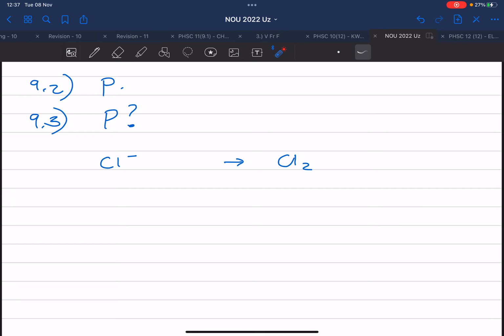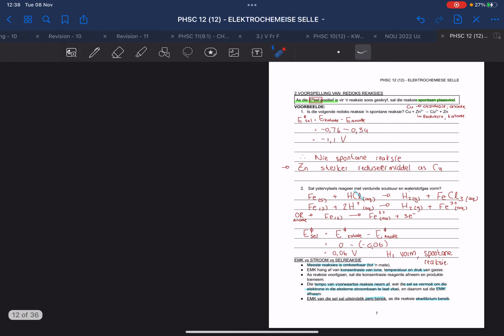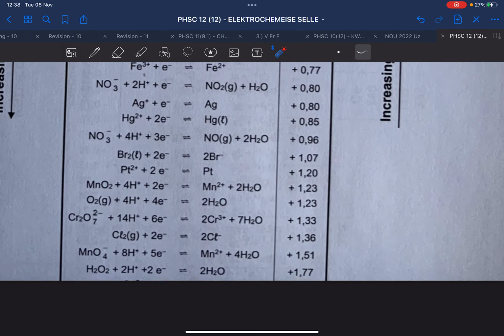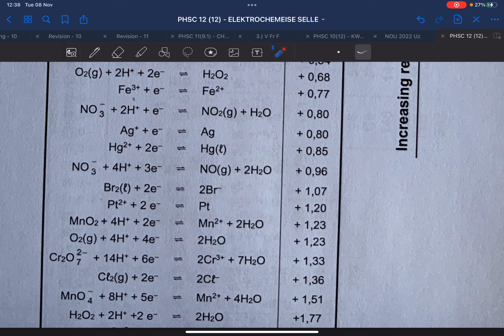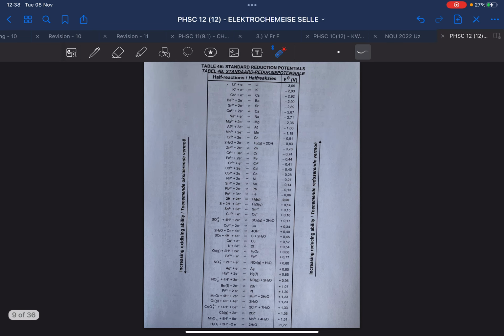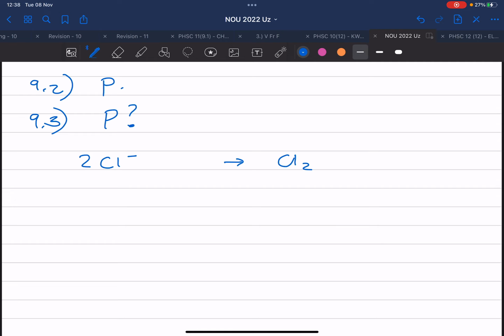And you see in table 4B there is chlorine. If you look there, you have the chlorine ions and the chlorine gas. So you are going to write it from right to left. We know it must happen like that because oxidation you always write from right to left. So you see that we actually do need two chlorine ions, and it gives you a chlorine gas molecule and two electrons. But you must use your Z, because the table is reversed on the electrochemical series.